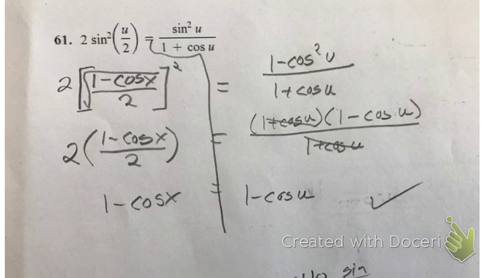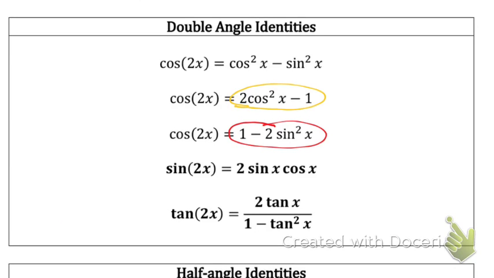Other questions? Sam? How would you start 59? How would I start 59? Well, 59 is cosine 2x over sine squared x equals cosecant squared minus 2, correct? So we need to rewrite cosine 2x. We have 3 possible ways to rewrite it. We can rewrite it as cosine squared minus sine squared. We can write cosine 2x as 2 cosine squared x minus 1, or we can rewrite it as 1 minus 2 sine squared x.